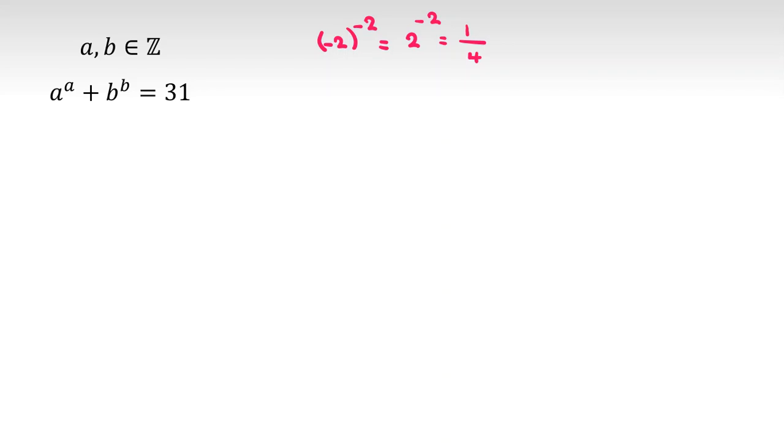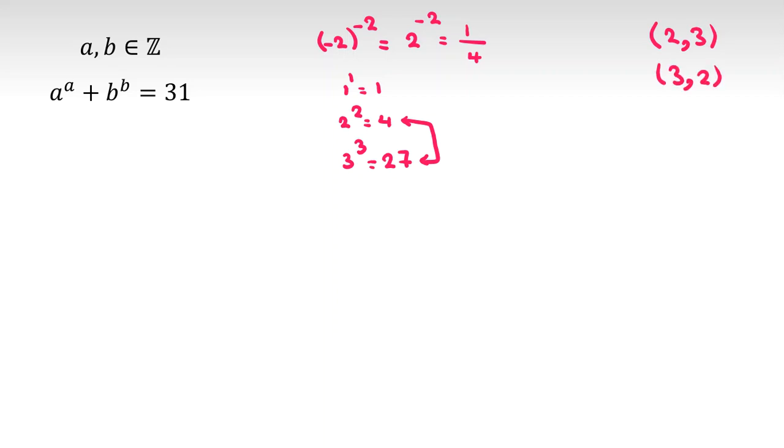It's easy to find. Try to check small numbers: 1, 2, 3. So 1 to the 1 is 1. 2 to the 2 is 4. 3 to the 3 is 27. So we will see 4 plus 27 is 31. So one answer for A and B is 2, 3. By symmetry, you can also say 3, 2. So we found one answer.